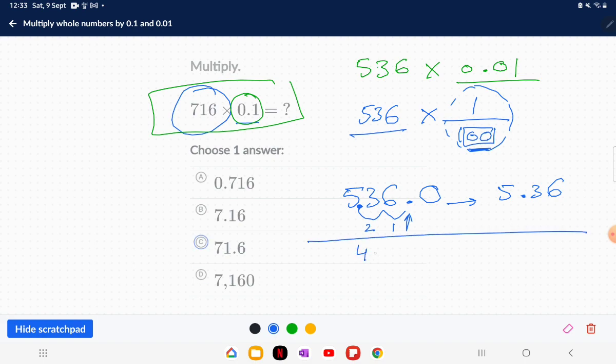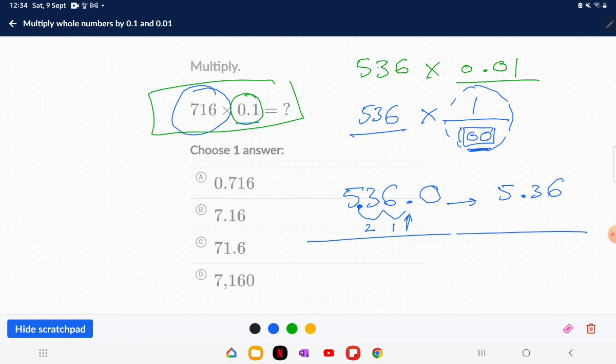If we had another example, let's do another example. We have 472 multiplied by 1 over 1000. Now we have 3 zeros, so this decimal which is at the end takes 3 jumps: 1 jump, 2 jumps, and 3 jumps. So it goes here. It becomes 0.472. So that's another way of remembering how to solve these questions.